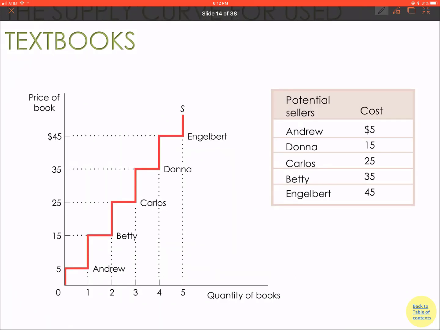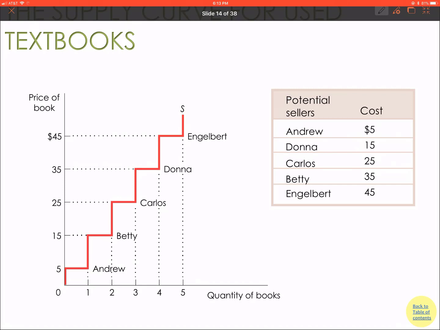Consumers are not the only ones that benefit from this voluntary transaction. We also have suppliers or producers. And we assume a normal shaped supply curve here, upward sloping. Again, it's stair step in nature because we only have a few people, and so it's a discrete supply curve.